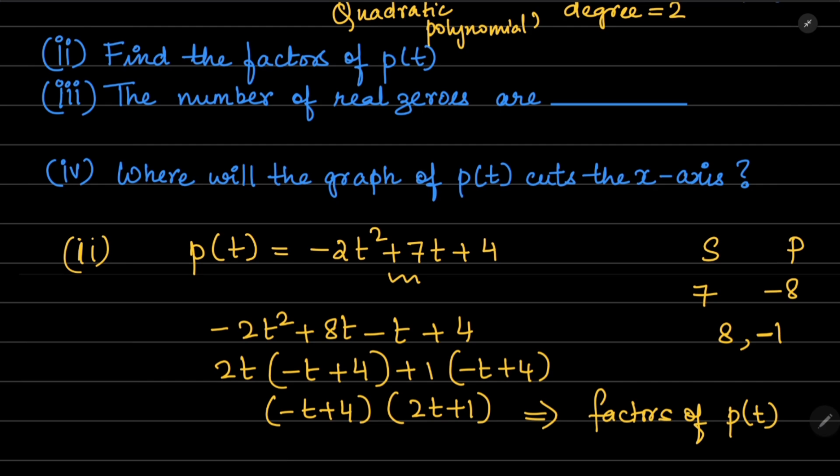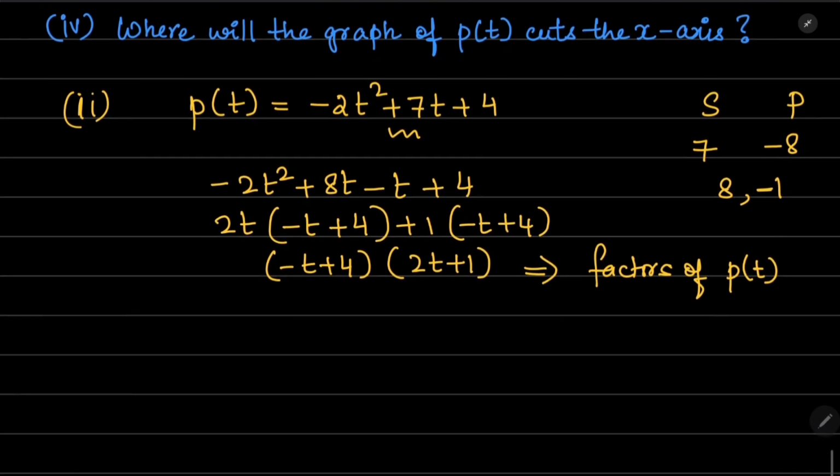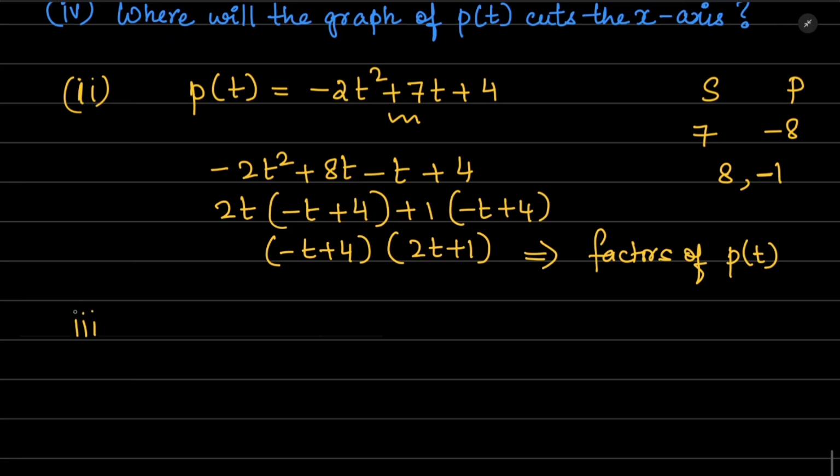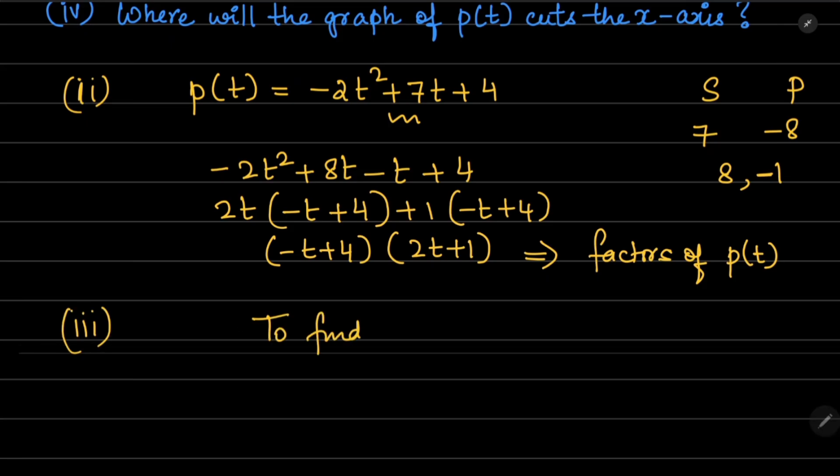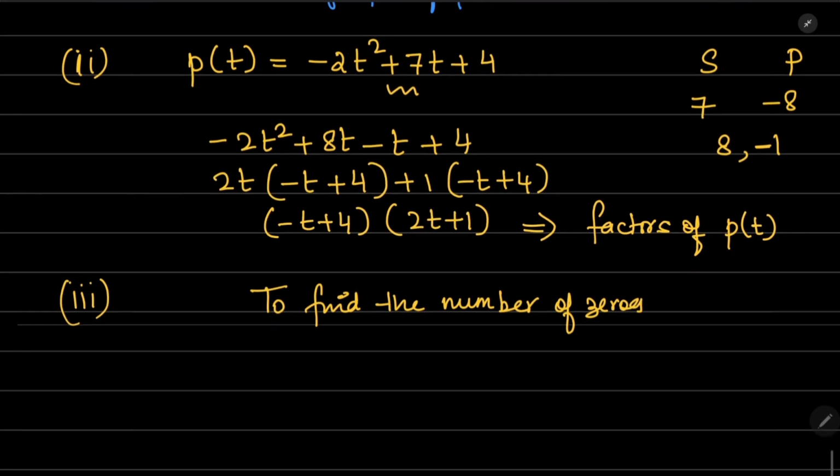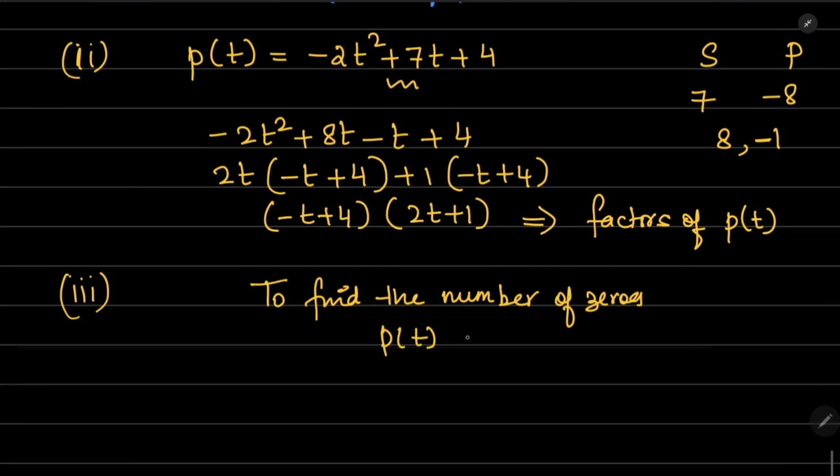What is the third question? The number of real zeros are. So in order to find the number of zeros, you have to equate your polynomial P of t to 0. So you don't have to redo it. Whatever you have got as a factor, that you can equate it to 0. Minus t plus 4 and 2t plus 1 is equal to 0.